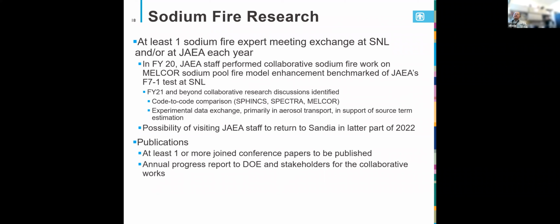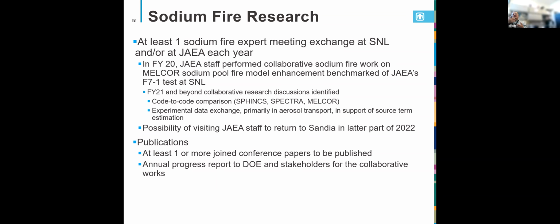At least we do have one sodium fire expert meeting exchange in the fall, usually at Sandia. So the JAEA folks will come to Sandia for the meeting, and then in the summer on one occasion, we go out to Japan to have a meeting there too. In FY20, Mr. Hiro was working here before COVID occurred. He was looking at the sodium pool model enhancement with us here at Sandia.